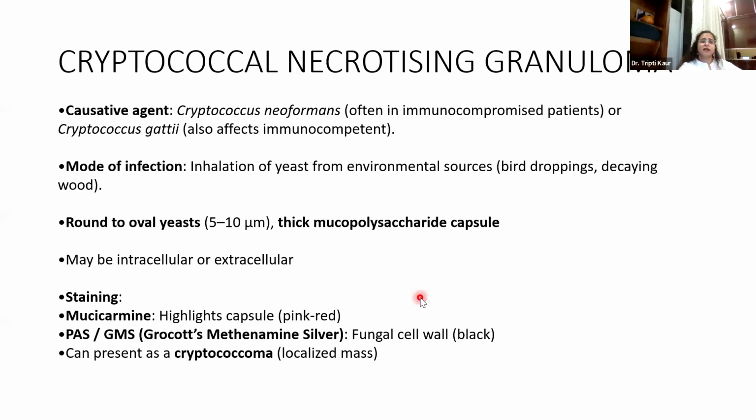So usually this Cryptococcus is caused by Cryptococcus neoformans, and these are round to oval yeast forms with a thick mucopolysaccharide capsule. And a very important stain is mucicarmine stain, which can highlight the capsule as pink red. And if it forms a mass-like lesion within the bronchus, we call it a cryptococcoma, just like an aspergilloma.